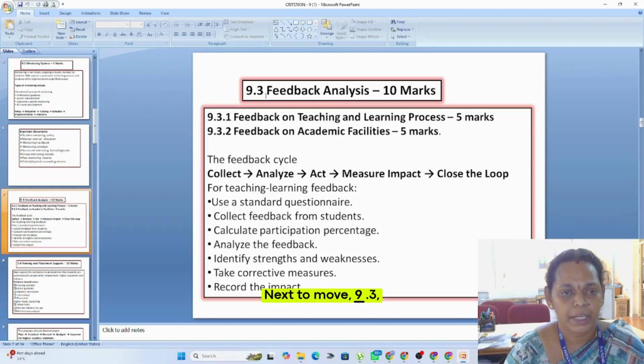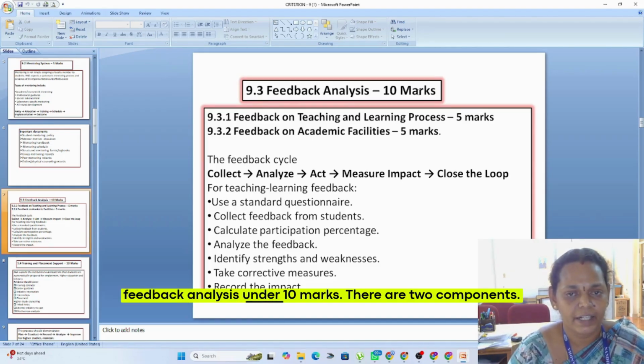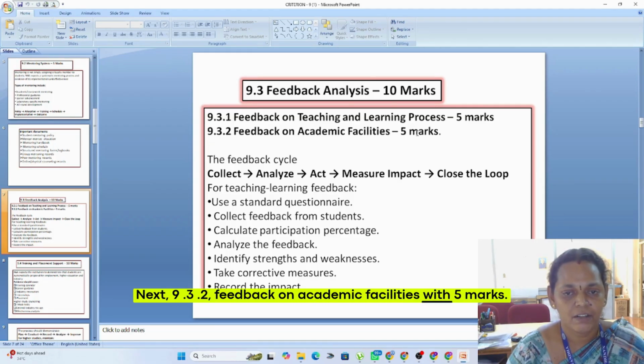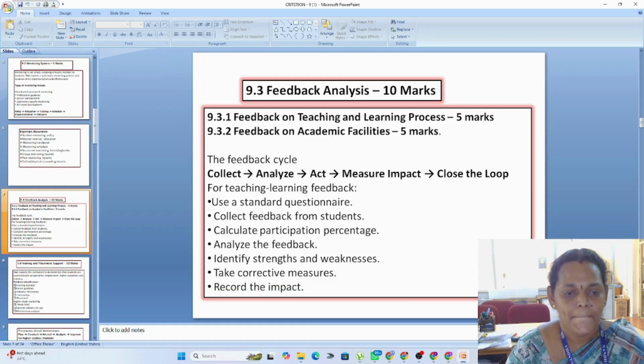Next, let us move to 9.3 feedback analysis under 10 marks. There are two components. 9.3.1 is feedback on teaching and learning process with 5 marks. Next, 9.3.2 feedback on academic facilities with 5 marks. What is the feedback cycle? So first, collect the data and analyze the data. Next, identify the strengths and weaknesses, measure the impact and close the loop.